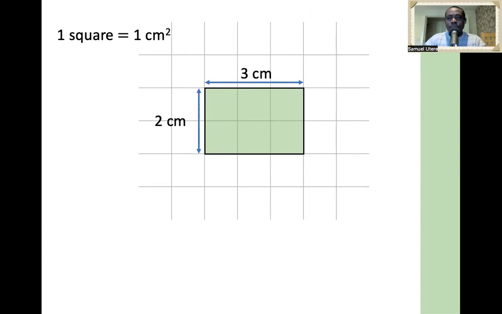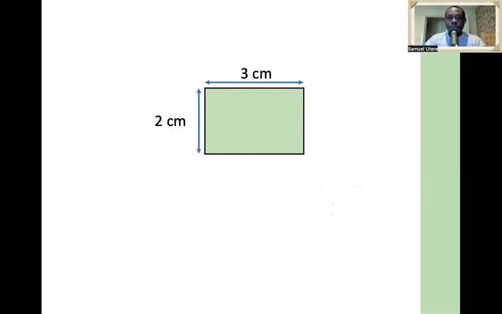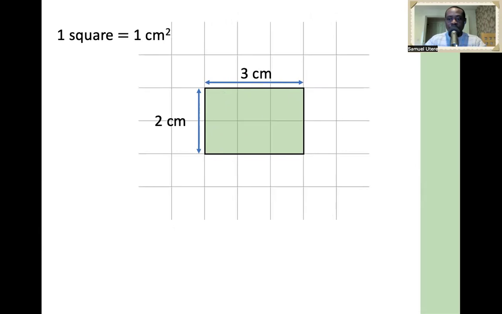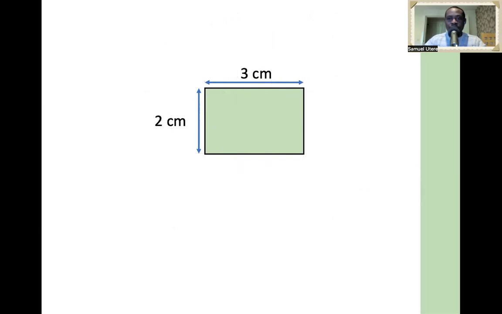Another way of thinking about it is, what if we're given the dimensions? Then we can actually find the area. And here is what you need to know, although you may already know this. The area will be the length times the width. So we could take away the grid and we can still find the area.